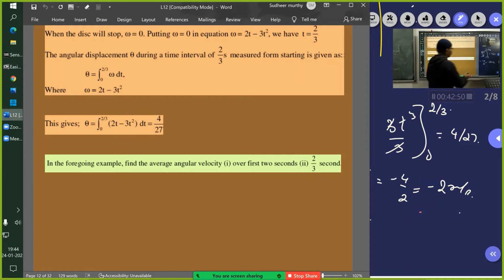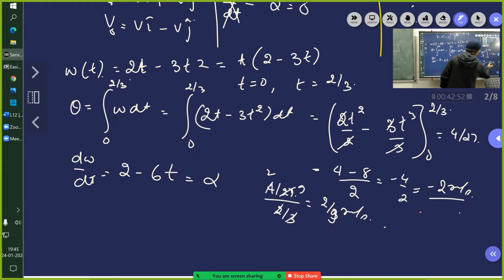So we got minus 2 radians per second and we got 2 by 9 radians per second. Same, as I said, average velocity is total displacement upon total time.